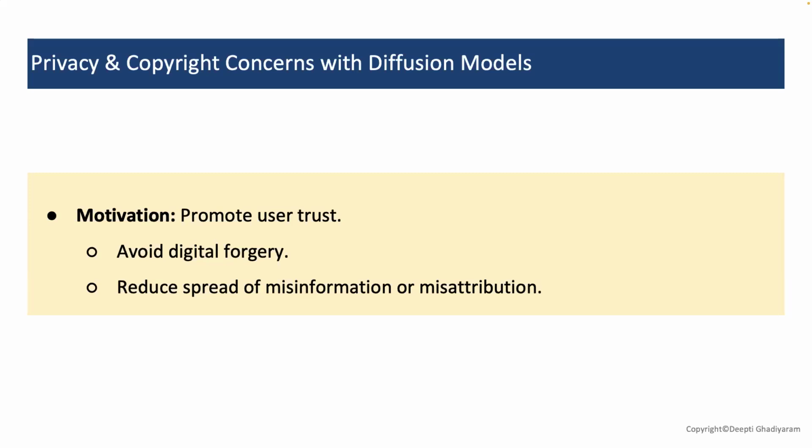But that's obviously not the case, because there have been well-documented papers and articles which talk about training data leakage and copying someone's artistic work. So it's very important, while we are building the best models, to also focus on promoting user trust. Trust can be defined in many different ways, but in this particular talk, I'm focusing on two specific aspects. One is training data leakage, and the other is content ownership.